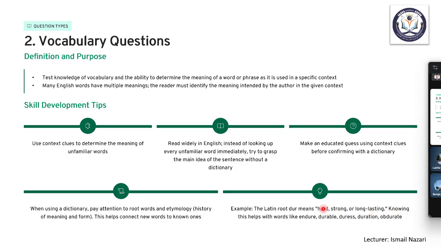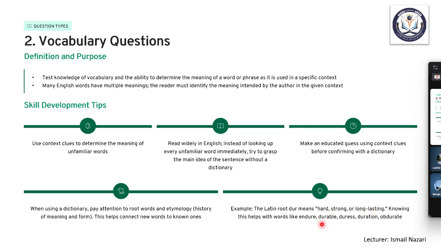So knowing such roots will help us to guess the meaning of the words that have these roots. For example, endure. So we can have the root here, D-U-R. Or durable, or duress, or duration, or obdurate. So we have these words, and all of them have the meaning hard, strong, or long lasting.